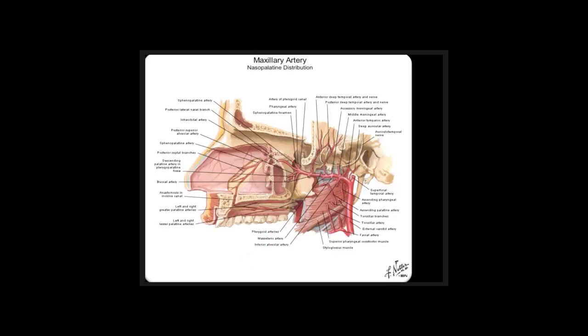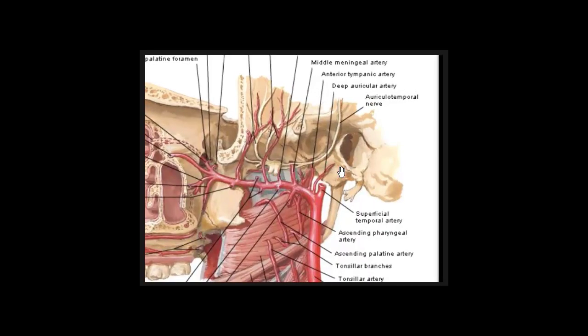The branches of the first part, or mandibular part. First, deep auricular artery. This artery passes through the external acoustic meatus to supply the skin of that canal and part of the tympanic membrane. The second branch is anterior tympanic artery. This artery supplies tympanic cavity or middle ear.